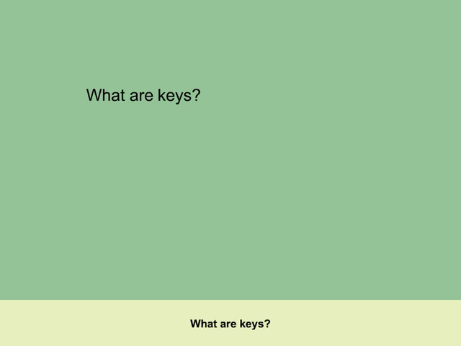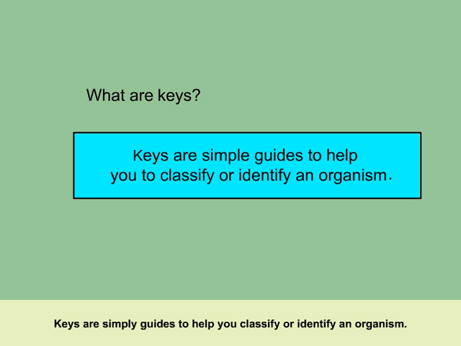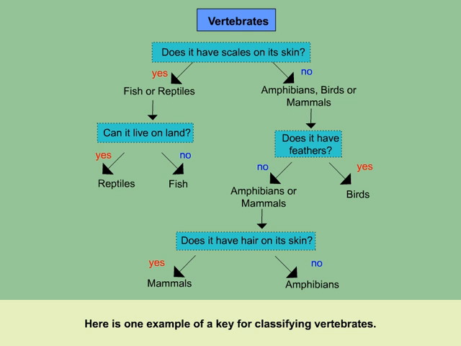What are keys? Keys are simple guides to help you to classify or identify an organism. In constructing a key, we try to divide the group into 2, based on the presence or absence of a feature. Here is one example of a key for classifying vertebrates.